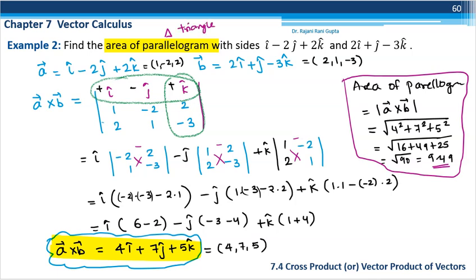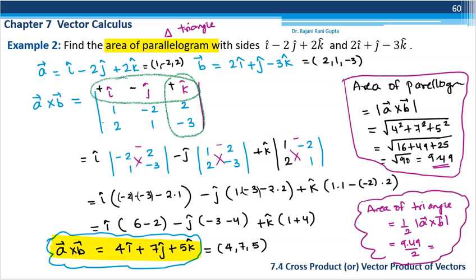So what you have to do? You know that the area of a triangle formula is 1/2 of the magnitude of A cross B. So just divide this 9.49 over 2. You get the area of the triangle. Okay. So in both the cases, you have to find the cross product.